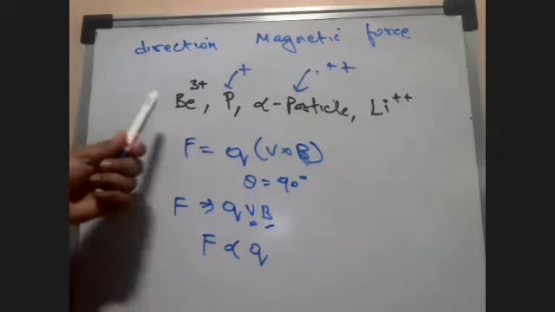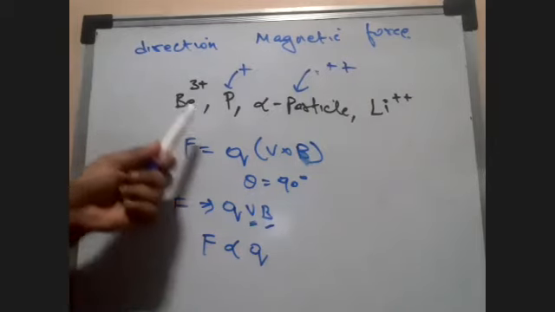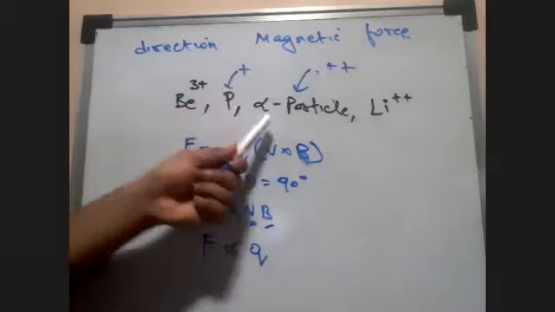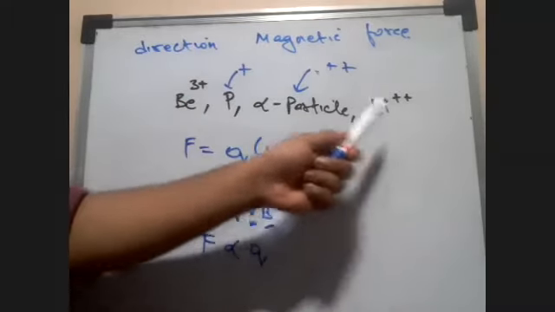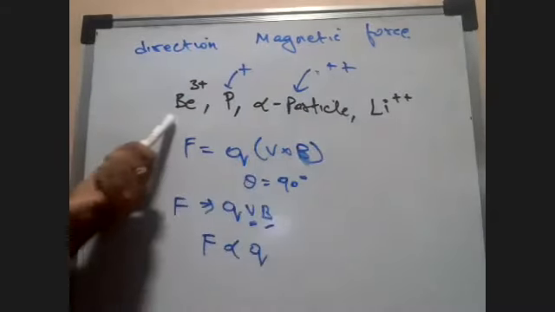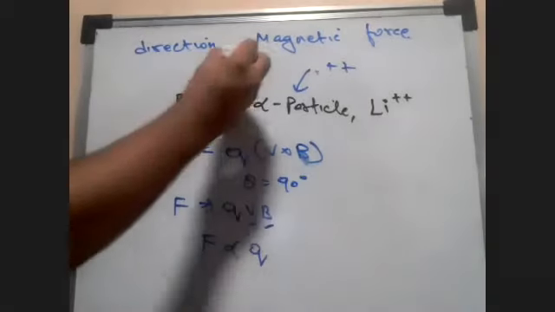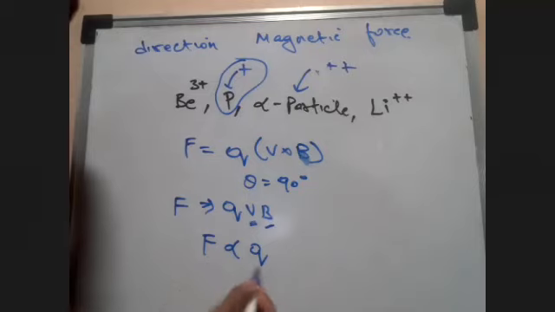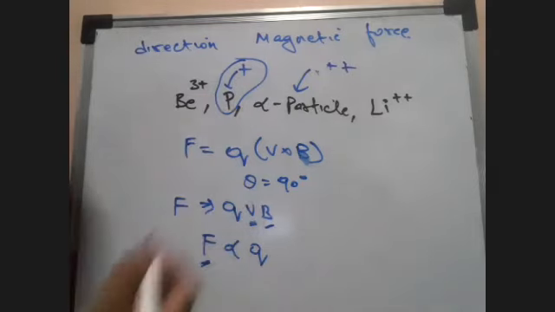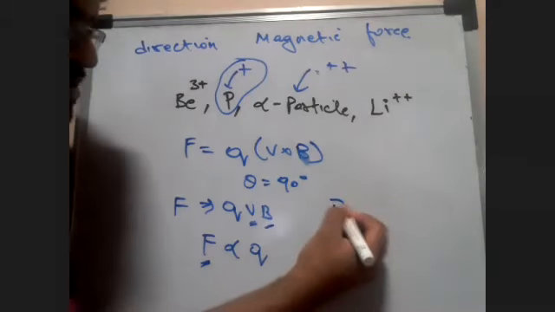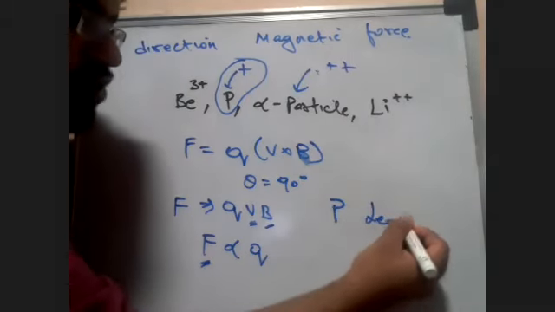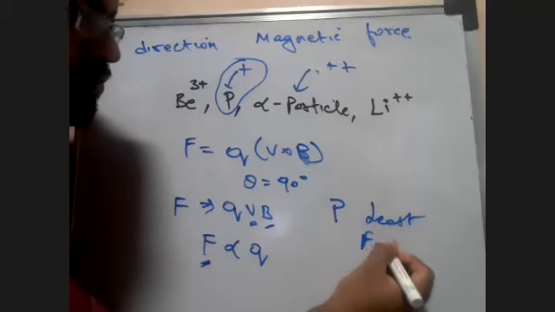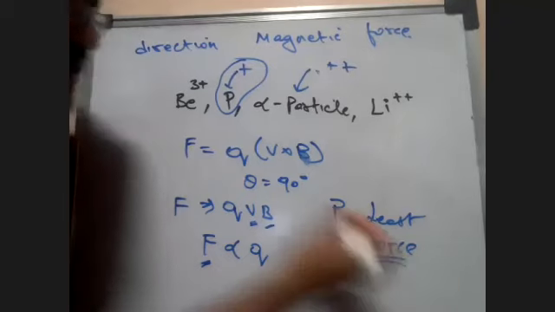So Be has 3 plus, proton has 1, alpha particle has 2, lithium has 2. Which has the least charge? It is proton, having only 1 positive charge. So the force experienced by the proton will be the most minimum. Proton is the answer. Proton will have the least amount of force.